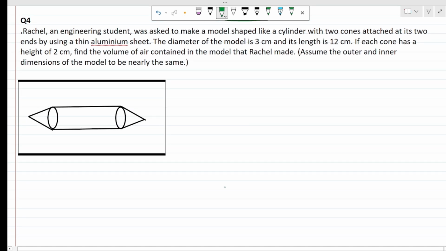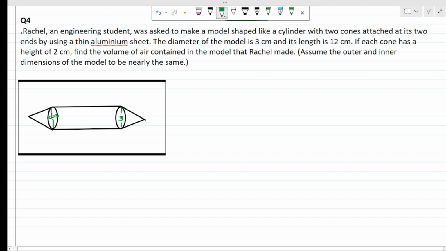Read the question carefully. The question clearly mentions find the volume. Rachel, an engineering student, was asked to make a model shaped like a cylinder with two cones attached to it, using an aluminium sheet. That means you form a figure in which a cylinder is surmounted by two cones. The diameter of the model is 3 centimeter, so the radius becomes 1.5.